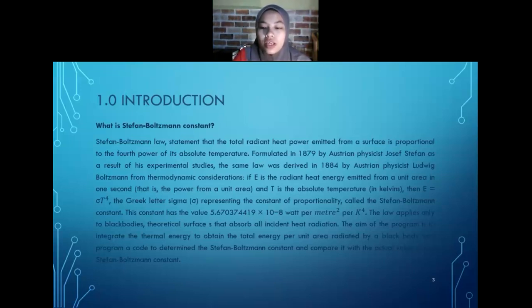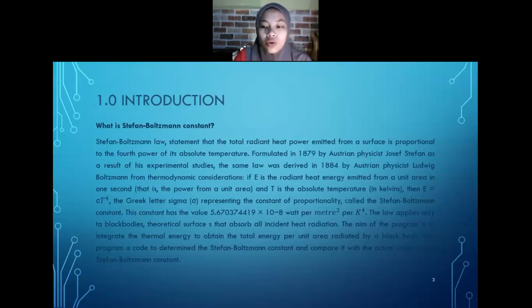So if E is the radiant heat energy emitted from a unit area in 1 second and T is the absolute temperature in Kelvin, then the formula is E equals sigma T to the power of 4. Sigma here represents the constant of proportionality called the Stefan-Boltzmann constant. This constant has a value after all the experiments have been done. The value is 5.67037 times 10 to the power of negative 8 watt per meter square per K to the power of 4.